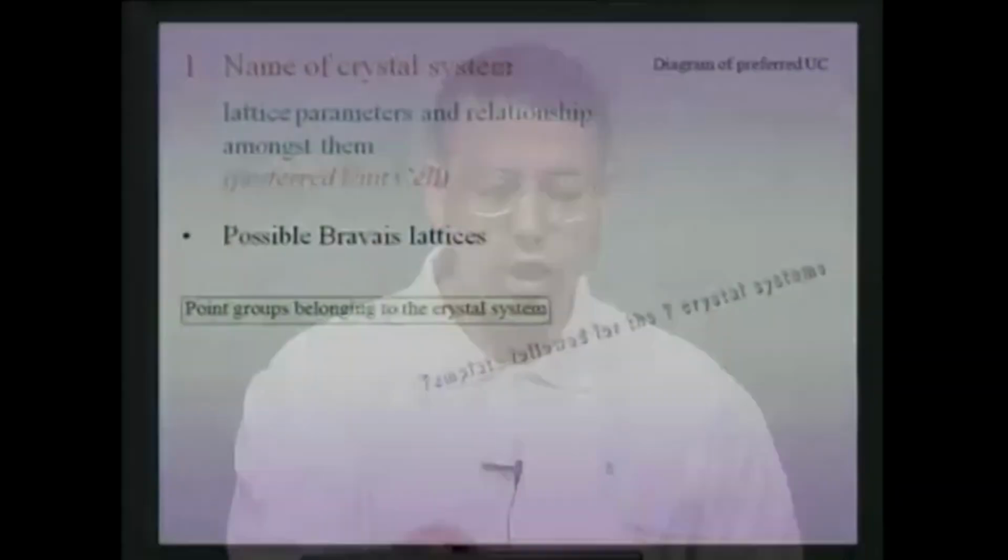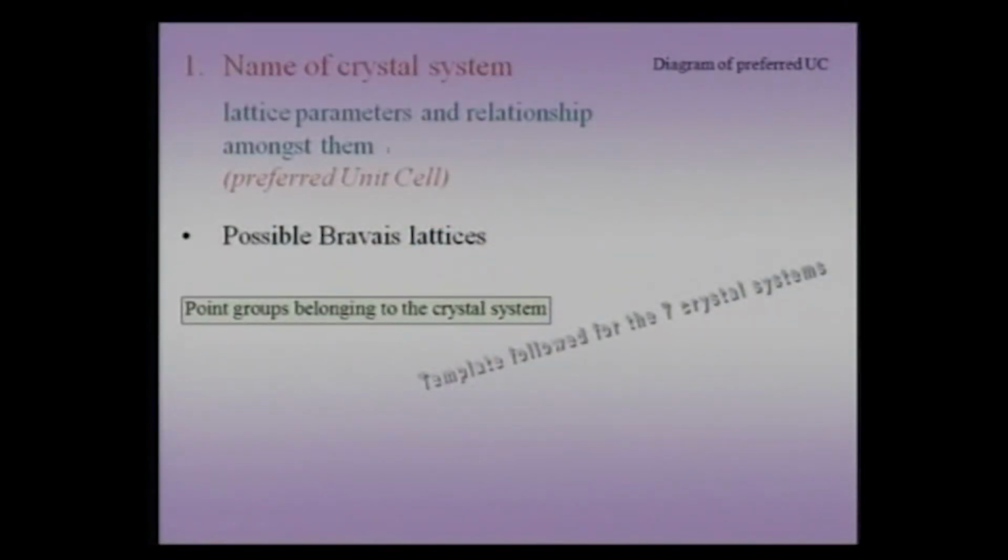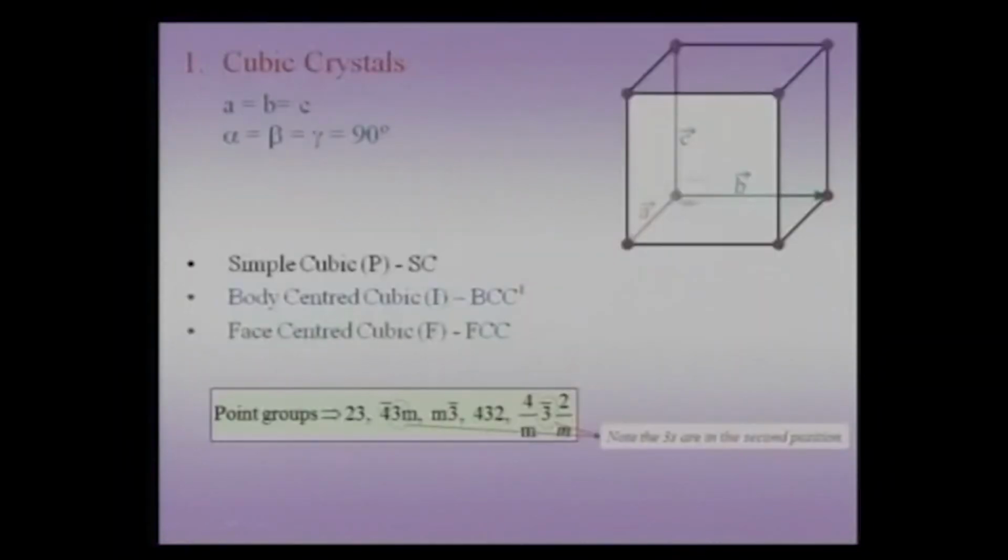When we consider these crystal systems, I will use the following template. I will use the name of the crystal system, the typical choice of the unit cell and the lattice parameters describing that unit cell. I will also show a diagram of the preferred unit cell. I will also list under the crystal system the possible Bravais lattices from which they have been constructed. I will put down the point groups belonging to this crystal system, and in at least the cubic case I will show you additionally the shape of these crystals, which is a very important concept. So, this is my template for describing the 7 crystal systems.